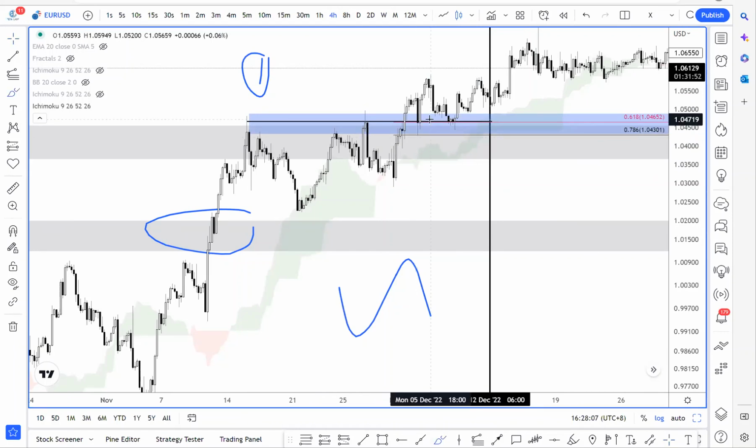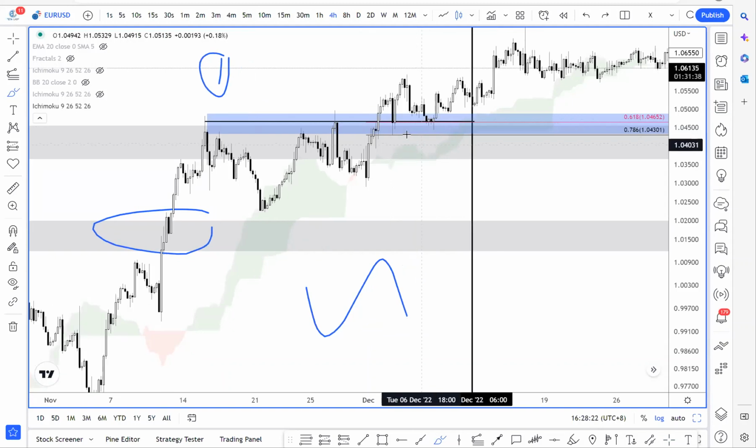So this is about 50 pips lower. So you can put your entry either at the 61.8 or 78.6. This is dependent on you. But for me, I will put it at the 61.8, especially if it's in line with the higher time frame. Put your stop losses.